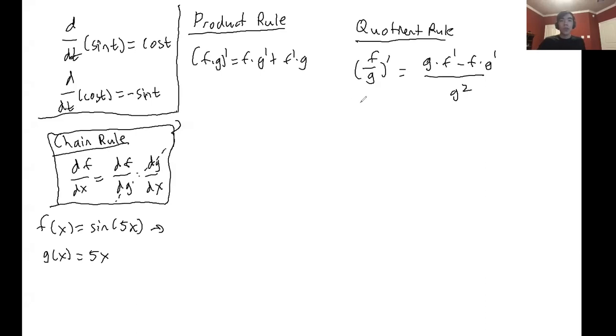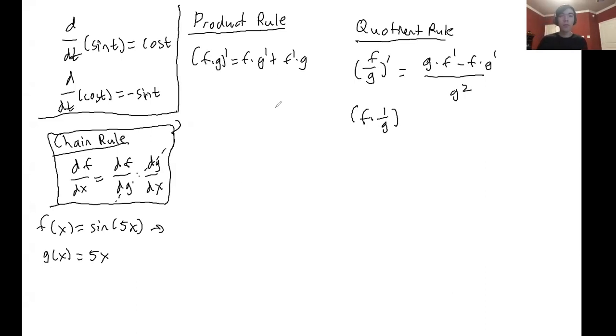So the way you would prove this is by treating dividing by g as multiplying by 1/g. Then you just apply product rule and you figure out what the derivative of 1/g is. So that's how you would prove it. But I'm not going to go through that.